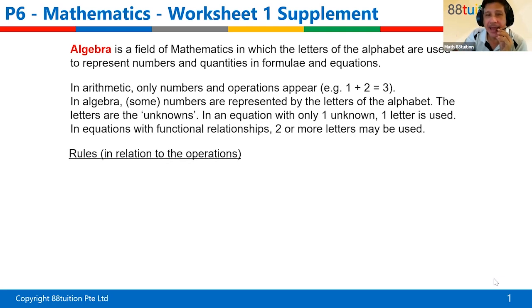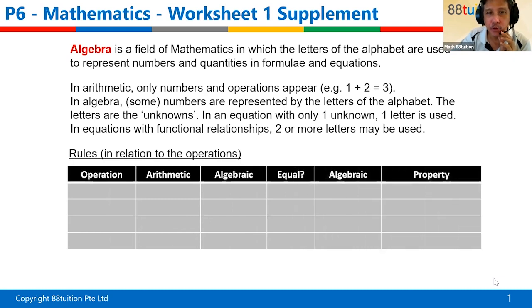Now, there are some basic rules that we need to know, so let's quickly go through between arithmetic and algebra. Basically, we are learning the 4 operations: addition, subtraction, multiplication, and division. In arithmetic, let's talk about just addition first. For example, 1 plus 2 is 3. This is so basic. In algebra, I can write something like this: 1 plus A equals 3. I can also write A plus 1 equals 3.